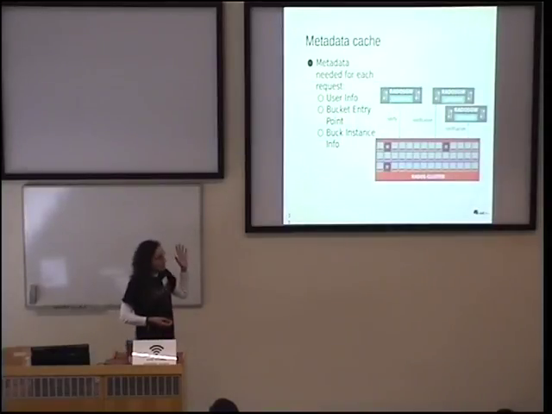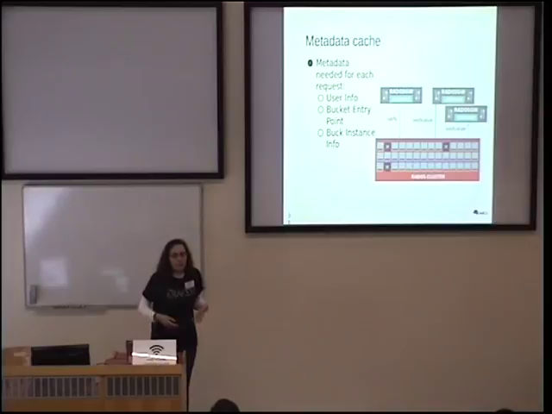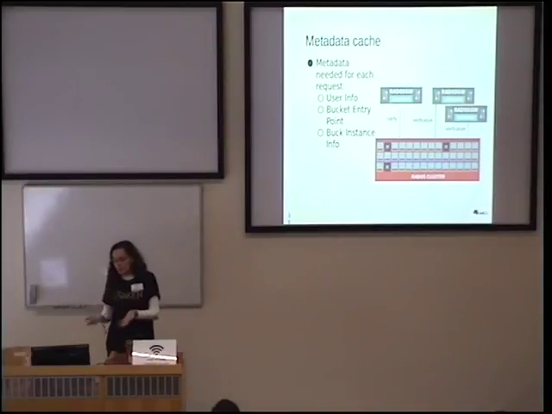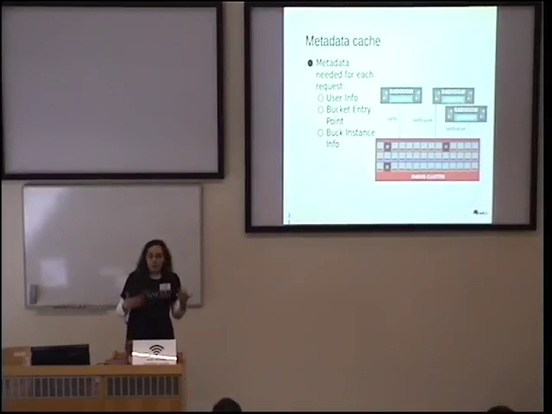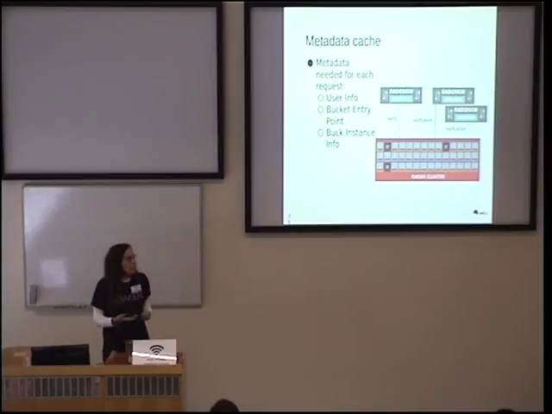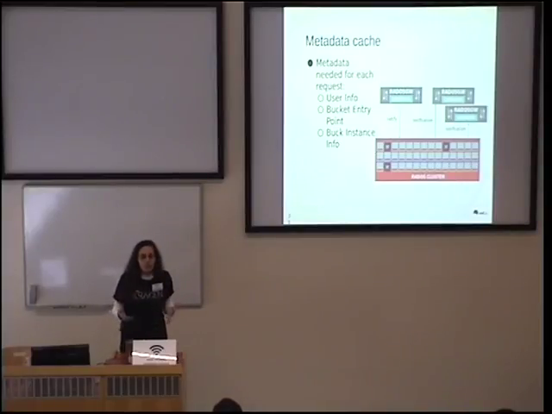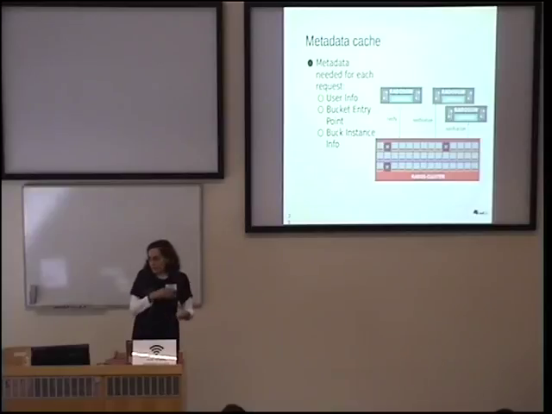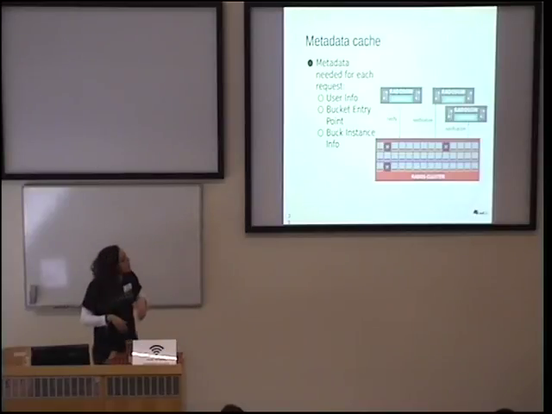We have several metadata that are needed. So every time we have a request in a cloud object storage, we have to authenticate the user. Every request, this is HTTP, we have to authenticate. So first thing we have to cache is the user info. Depending on the protocol, Swift uses user password. S3 actually uses the key and secret and signs and the signature.